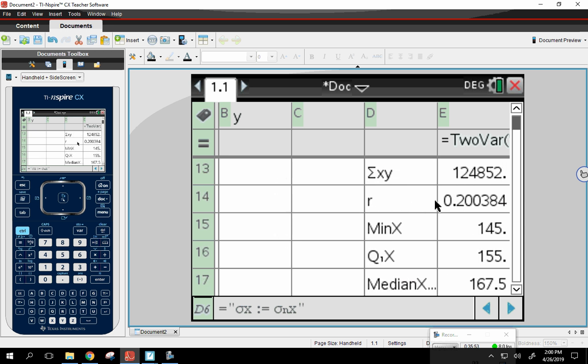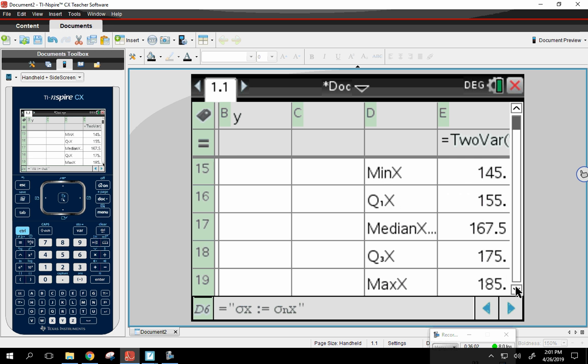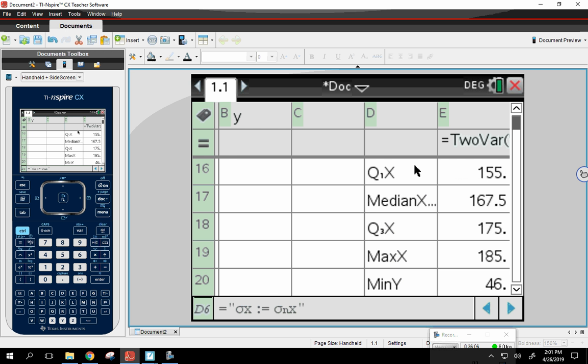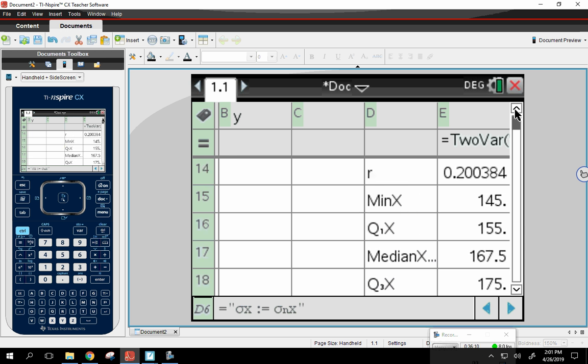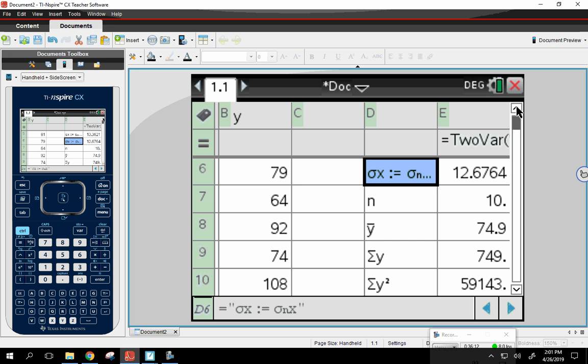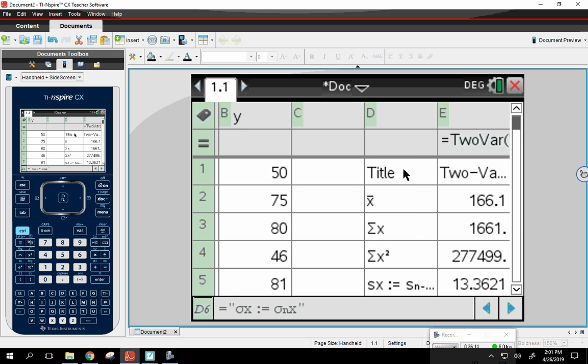So based on this, would you say we could be expecting a strong or a weak correlation? Definitely weak. Okay. Also, it gives you enough information for a box and whiskers plot. First quartile, median, third quartile, max, all that good stuff. Perfect. All right, so what's it want me to do?